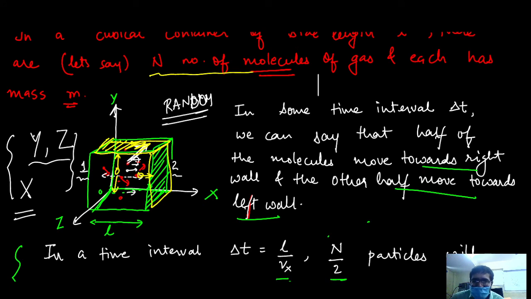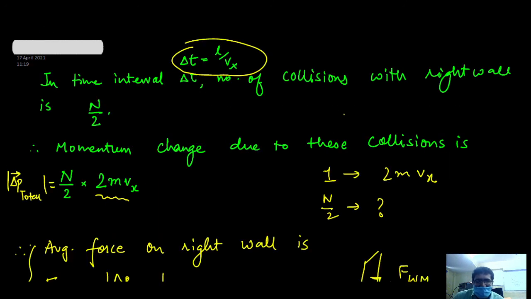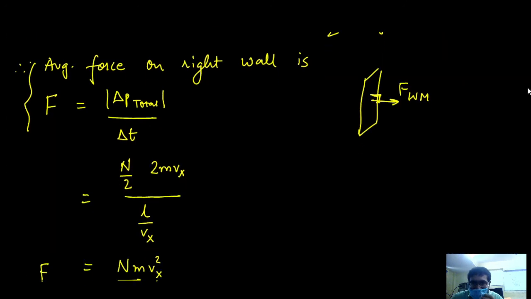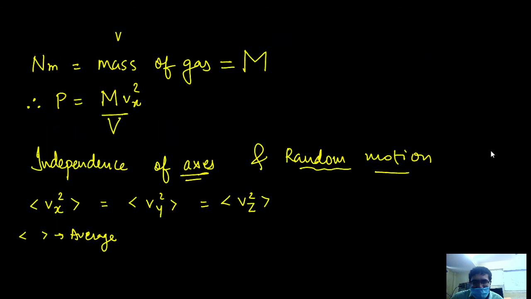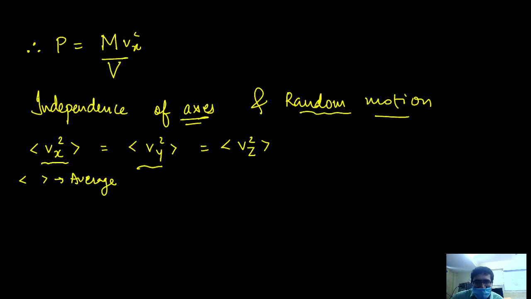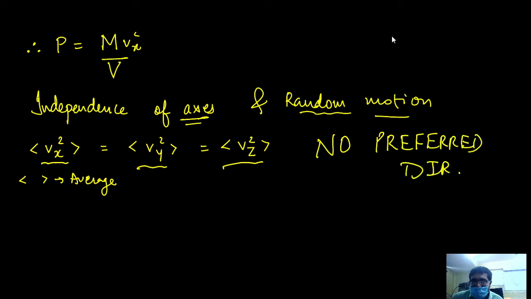And what is the meaning of random? Think. Random means truly here and there. No preferred direction. If it was more in x, then we would not call it random. Random means there is no preferred direction. So that's why, whether you do this kind of calculation for the x axis, y axis or z axis, on an average you are going to get the same.